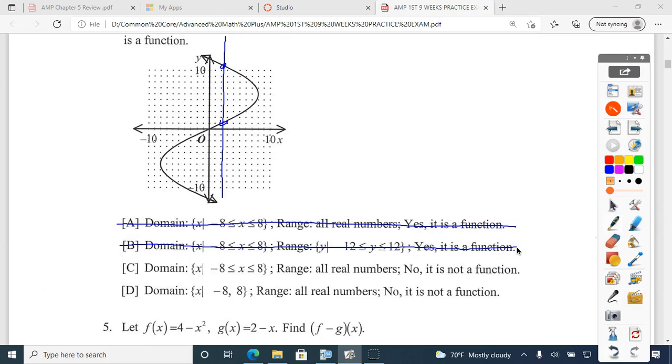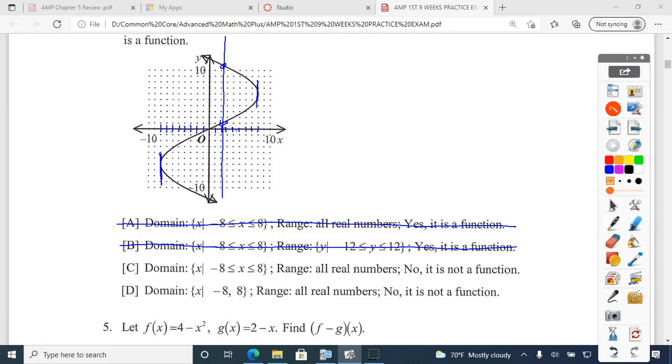So we need to figure out what our domain is. The domain is what x can be. Counting 1, 2, 3, 4, 5, 6, 7, 8, it goes from -8 to +8.